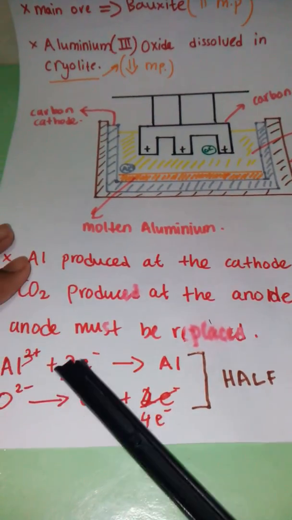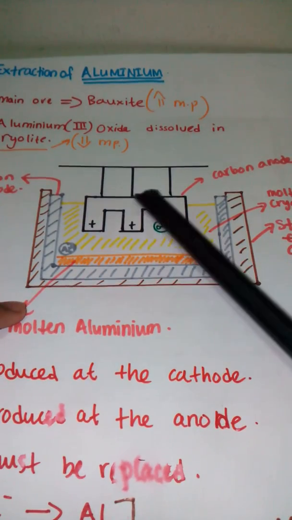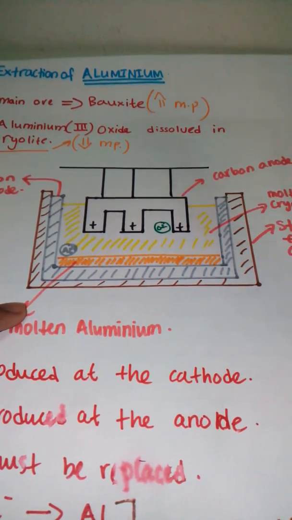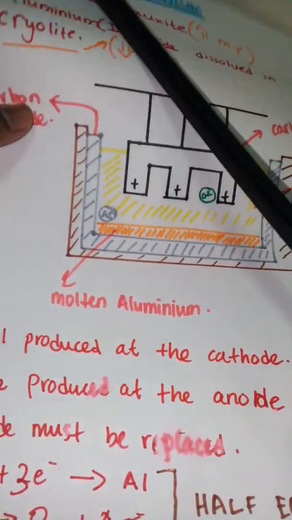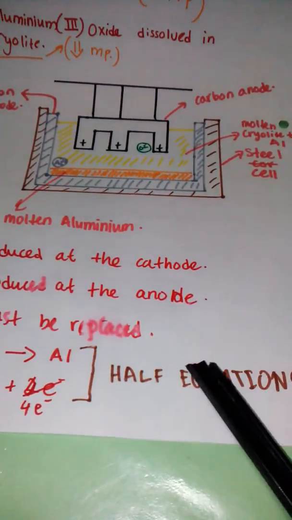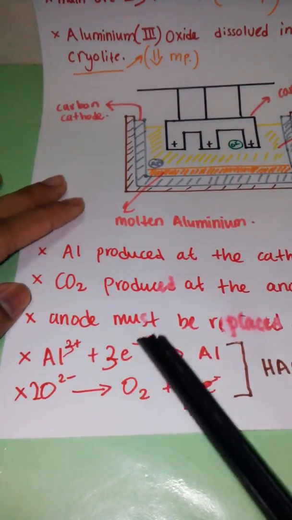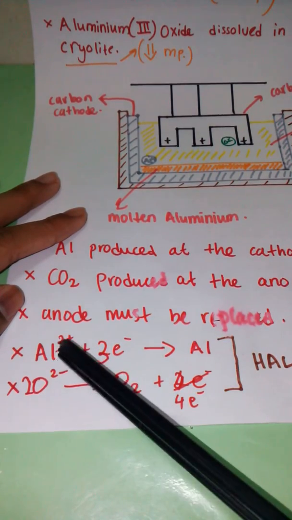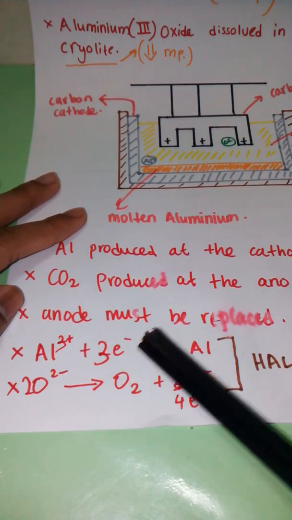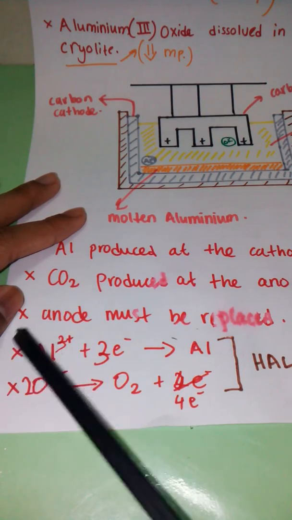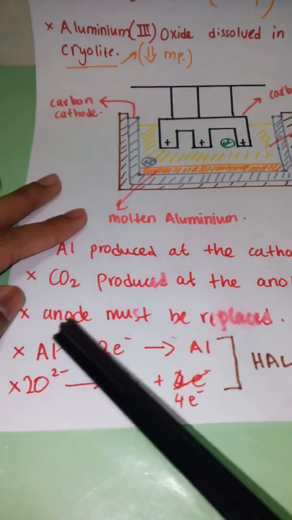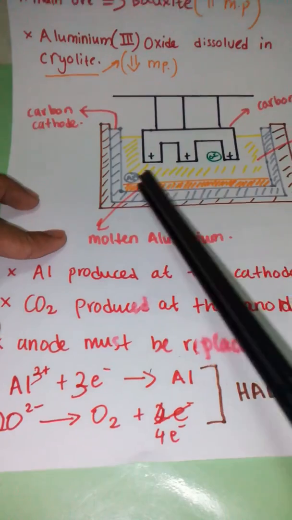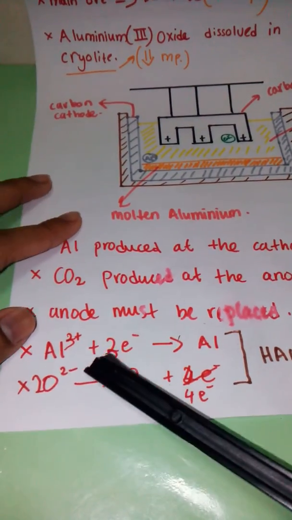This is why the anodes must be replaced: the oxygen will react with the carbon anode and will be released as carbon dioxide gas. Right, so now the half equations. These are the half equations that you must familiarize yourself with. It's going to be Al3+ plus 3 electrons to form aluminium. Al3+ is the cation of aluminium, and we need 3 electrons to form aluminium, in molten form.